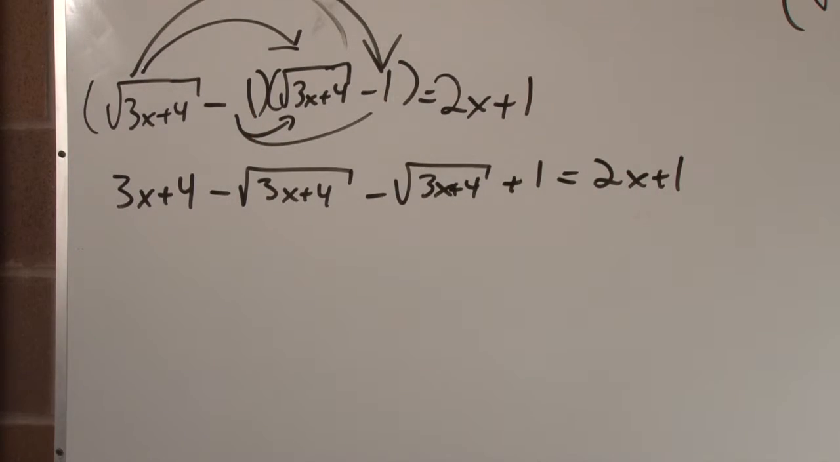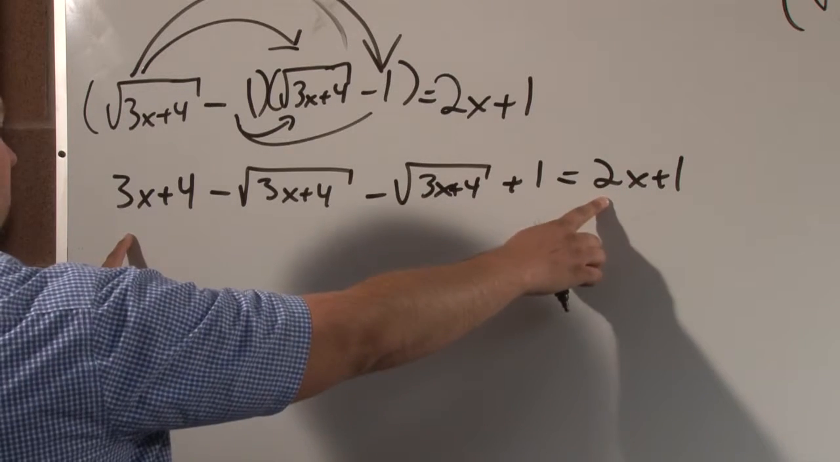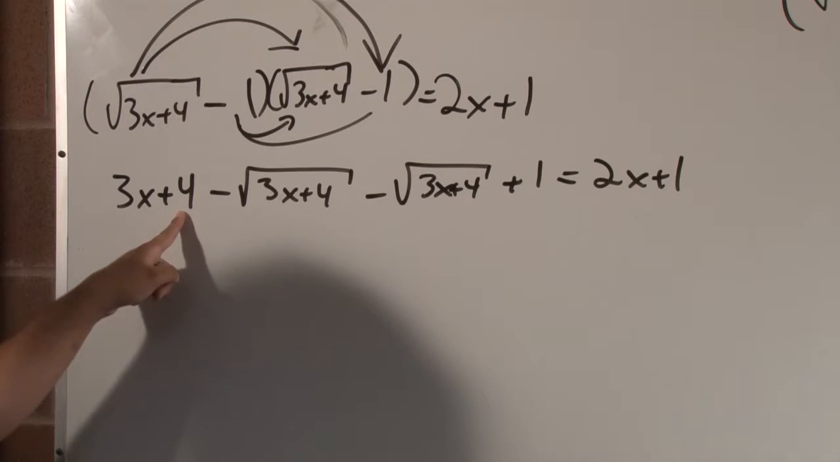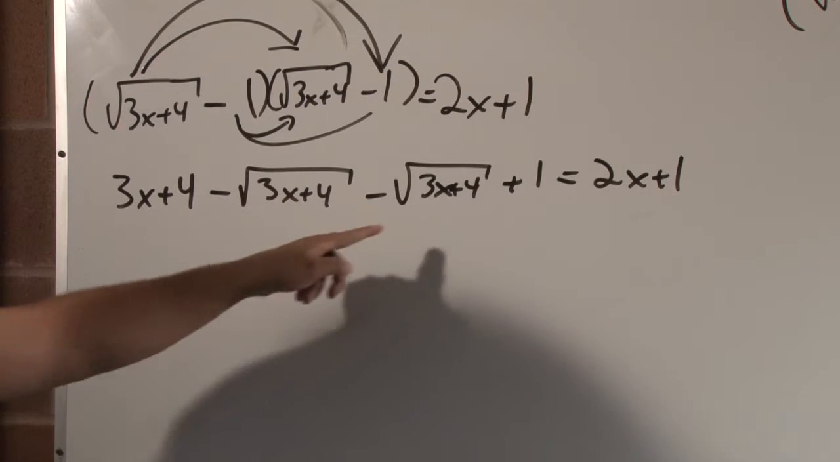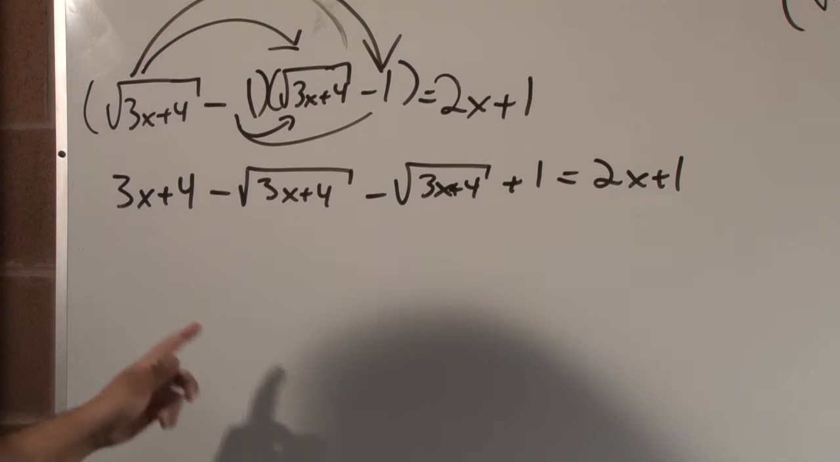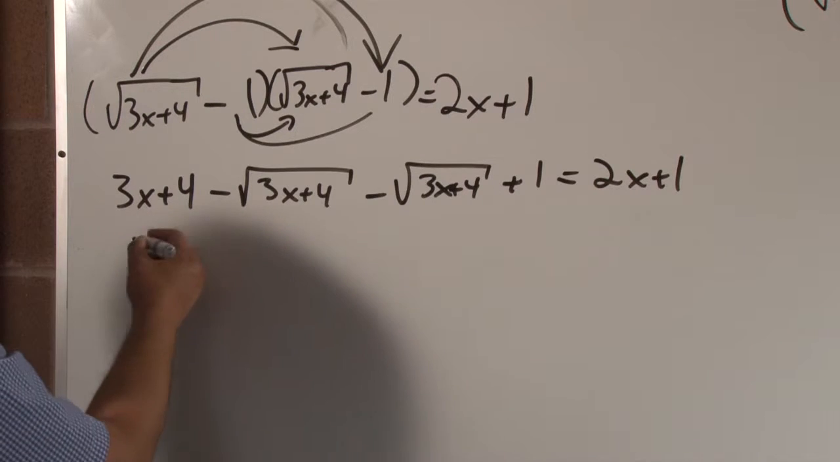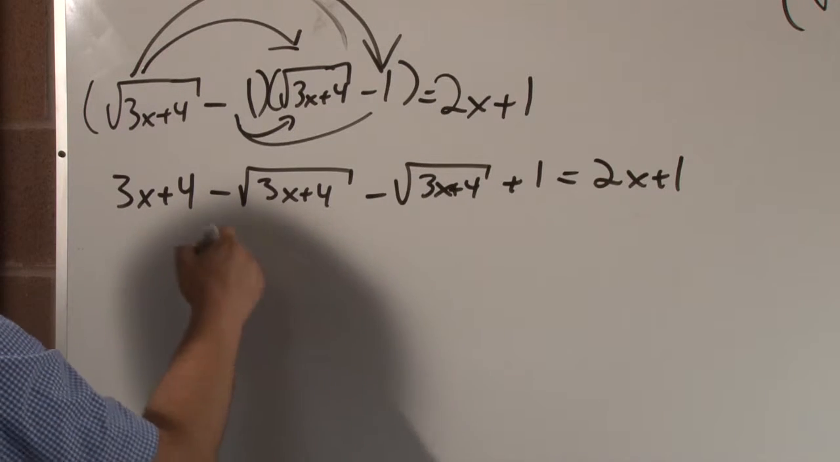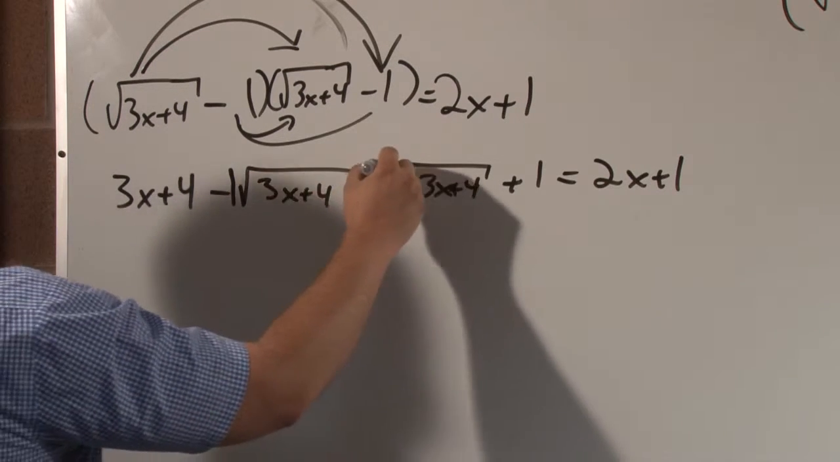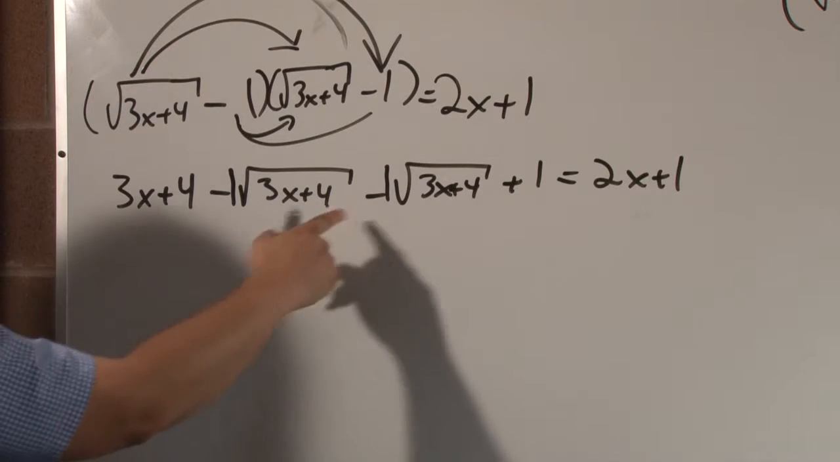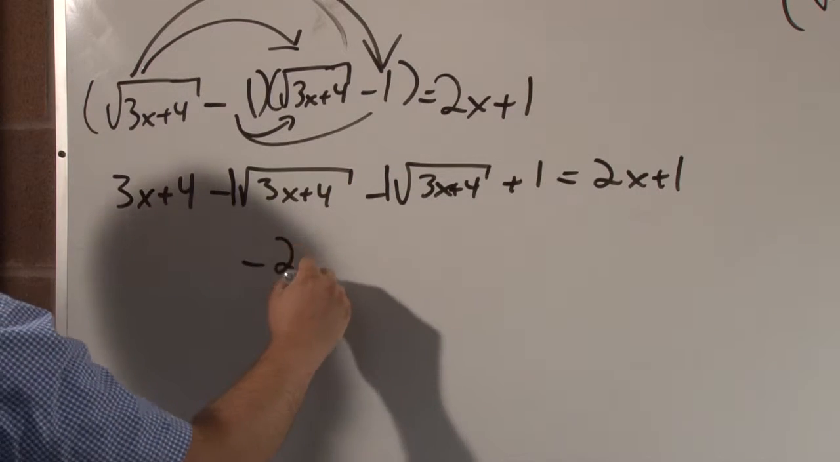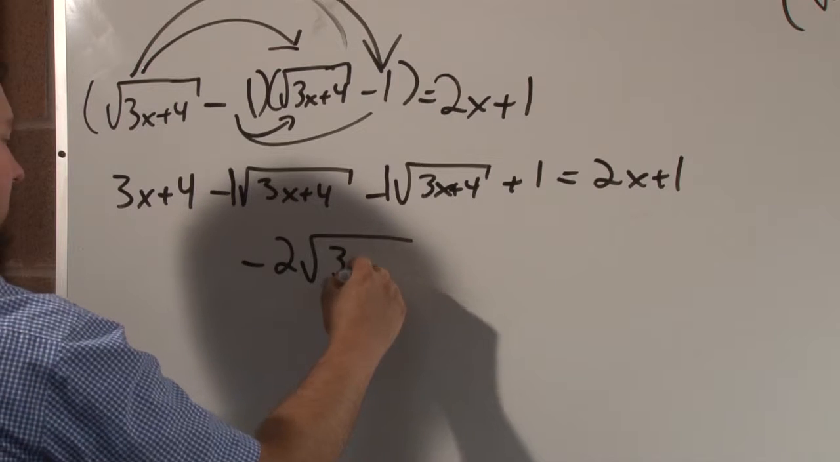All right, so now what do I do? Well, I've got x terms in common, I've got some constants here, and I've got some radicals. And thankfully, these are both exactly the same, which means I can combine them. So I'm going to combine these first. And remember that when there's a negative there, it's a negative 1. So negative 1 and a negative 1 is negative 2 square root 3x plus 4.